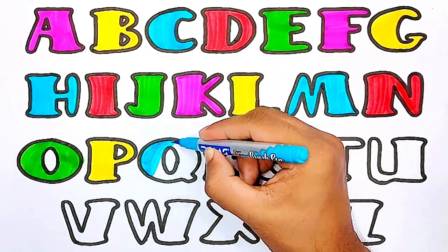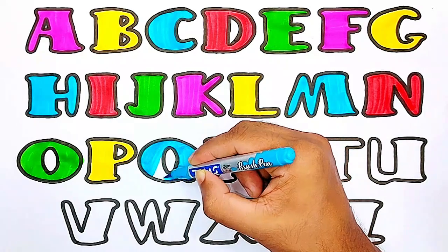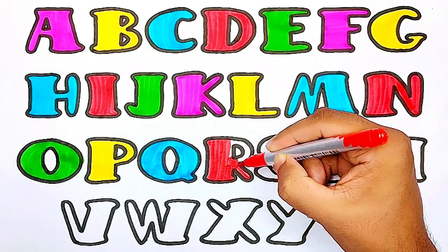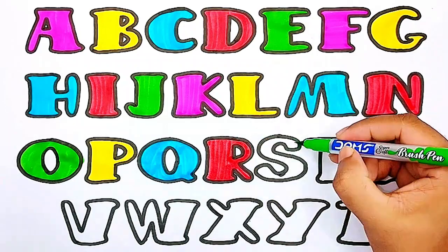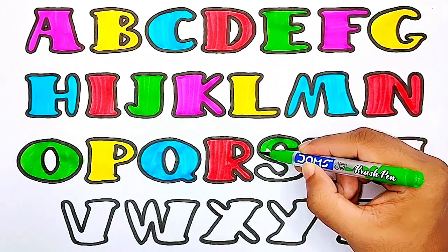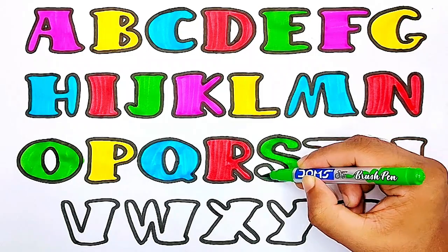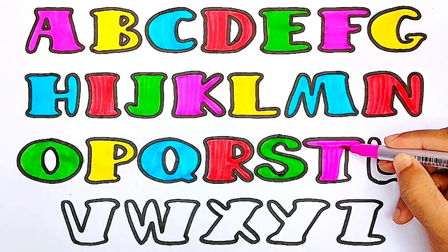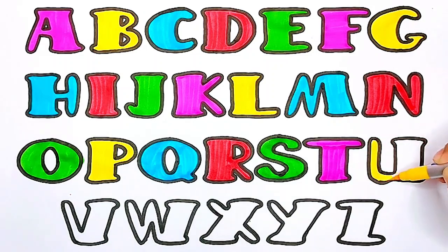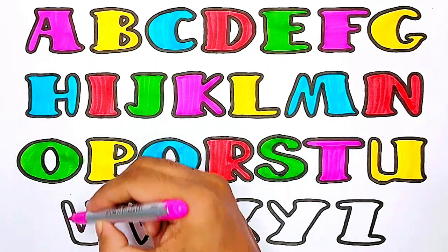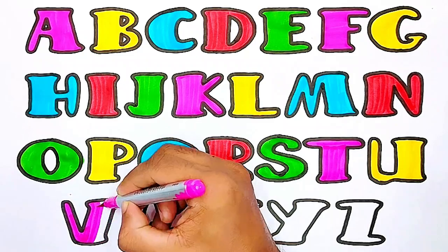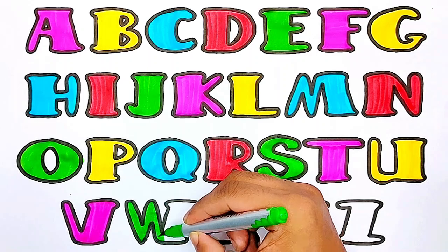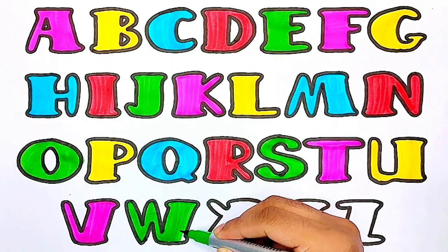Q. Q for quill. R. R for rabbit. S. S for shark. T. T for telephone. U. U for umpire. V. V for vacuum cleaner. W. W for wall.